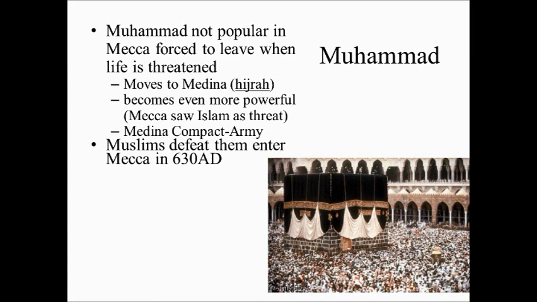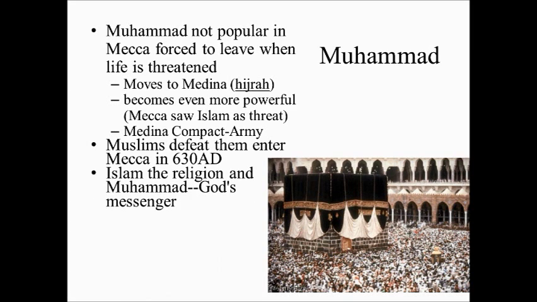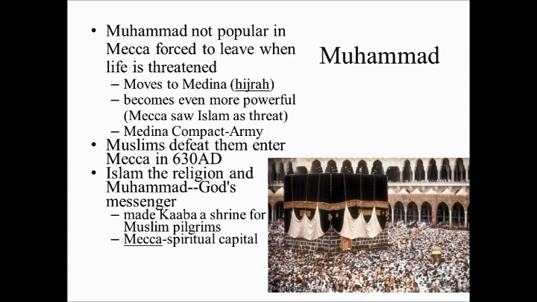And so the Muslims easily defeated them and moved into Mecca in 630 AD. They established the Kaaba as a religious shrine for Muslims. And Islam became the religion. Muslims are the followers of the religion. And Muhammad was the prophet of God, or God's messenger. There again is the Kaaba becoming the shrine. That's what is in the picture, those are Muslims chanting and marching around the Kaaba stone.